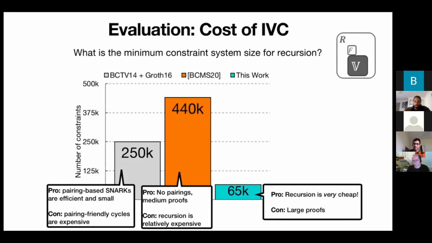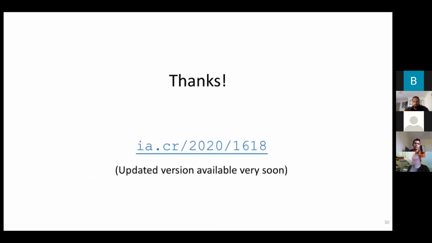Let me just wrap up and finish the last slide. We're on the last slide. So thanks. The paper is online. It's an older version, as Benedikt said. We will have an update hopefully within the next week with these new protocols, as well as more details about evaluation and implementation, and hopefully more optimizations as well. So thank you, everyone. Thank you, guys.